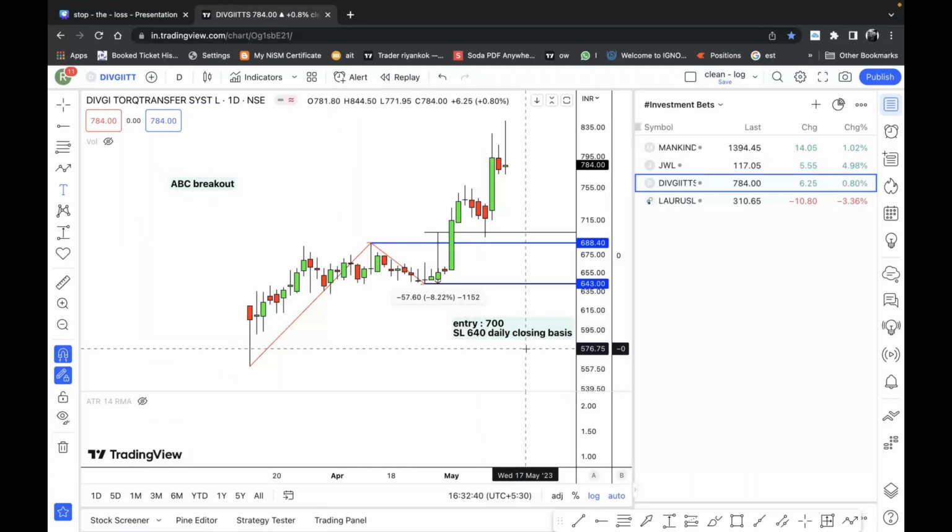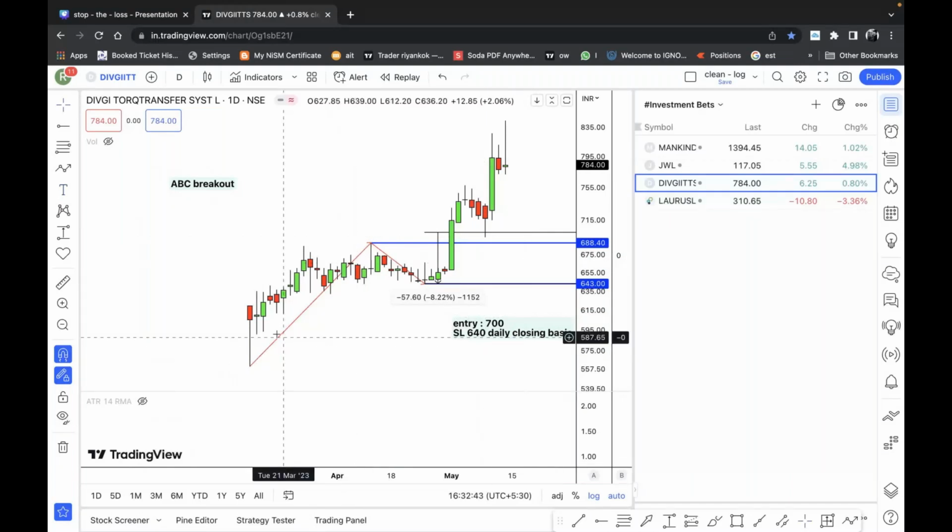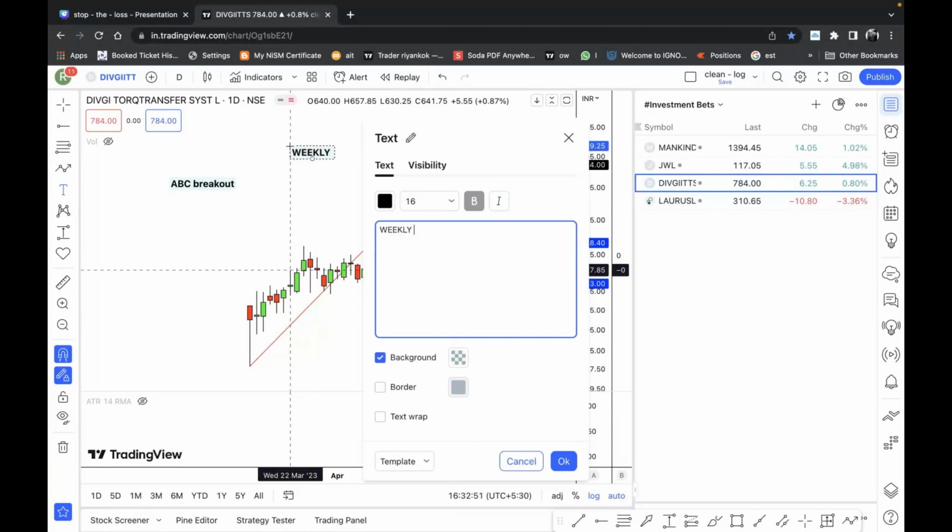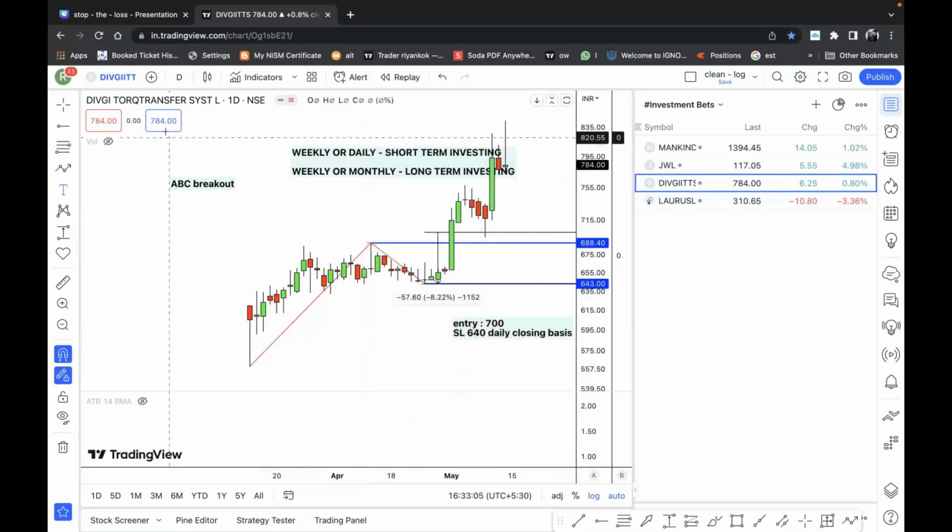Here a small question can also come up at the end of the session: what time frames do we use for investing, right? Let me quickly tell you. We generally use weekly or daily when we are referring to short-term investing, and we only use weekly or monthly when we are referring to long-term investing. Okay, so I clarified that question upfront before it comes at the end of the session.